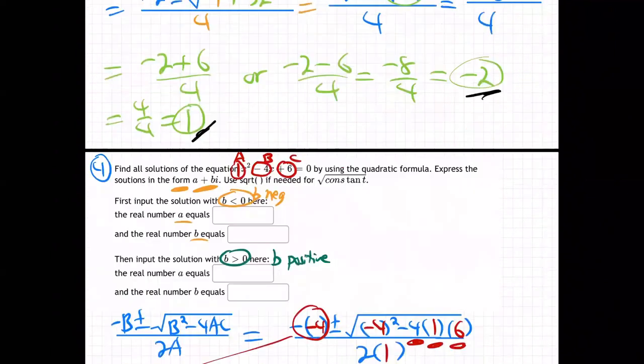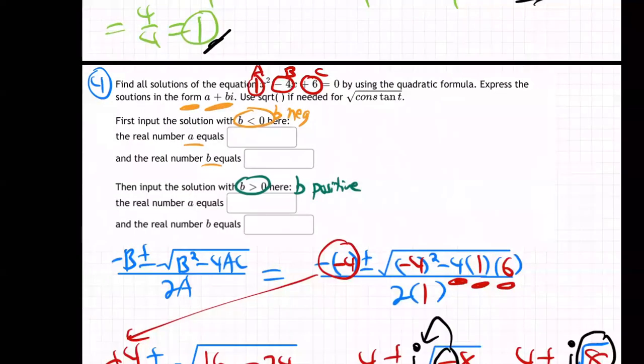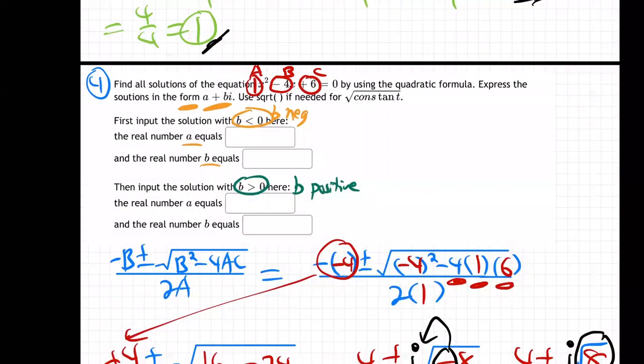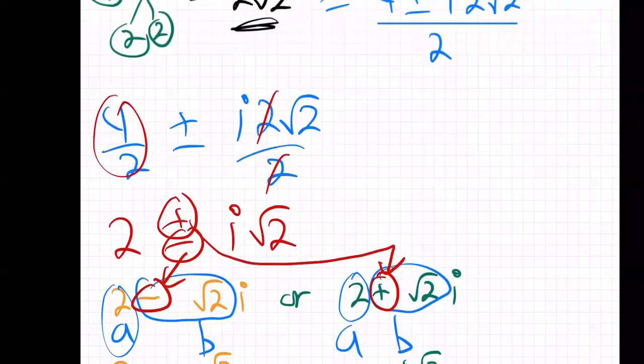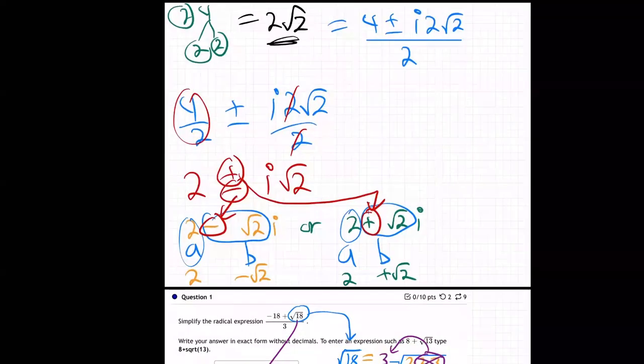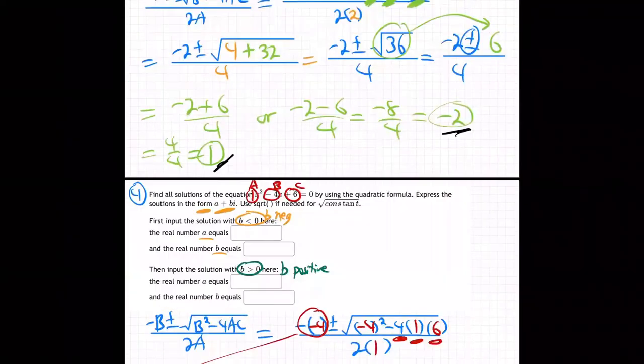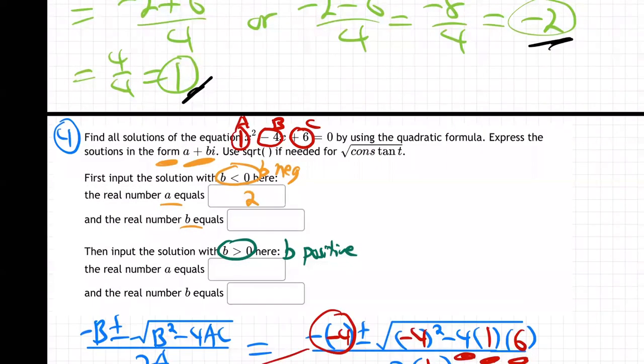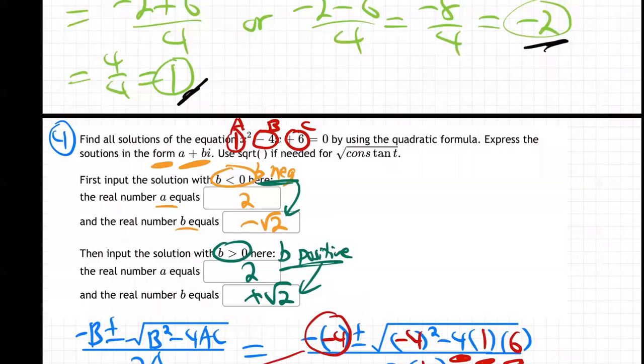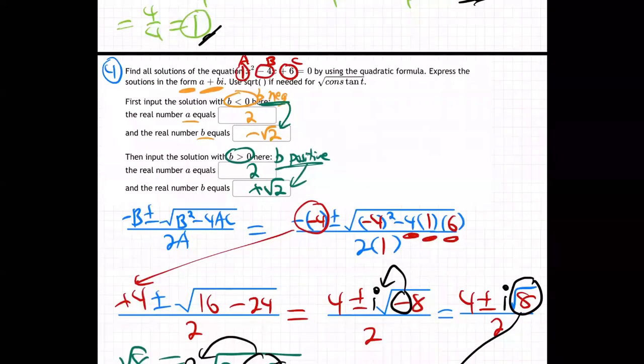So up here, when they say they want the A and the B, what was the A? A was 2 for both. B is negative root 2 for one, and the other one is 2 with positive root 2, right? B positive, B negative. And so there we go.